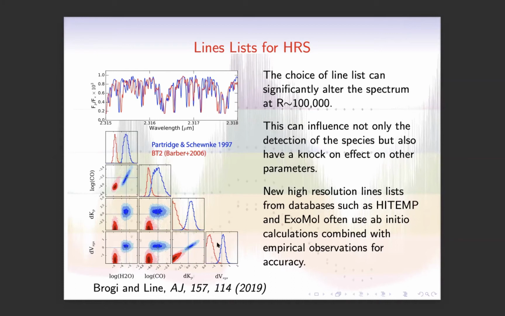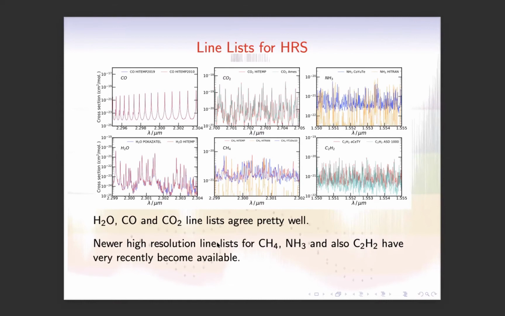So here are just some of the recent line lists for these six species that I was talking about earlier. CO, CO2, water, they're pretty good. This is generated at 1000 Kelvin, and you can see that they agree pretty well. Some of these weaker lines do show some differences, but generally we're okay.